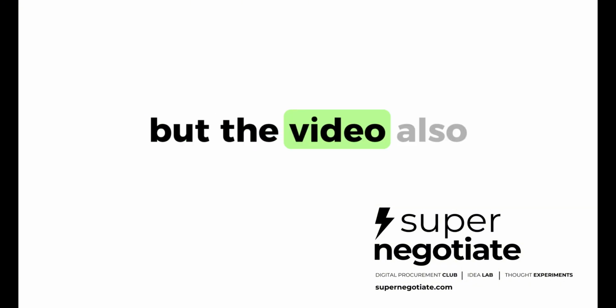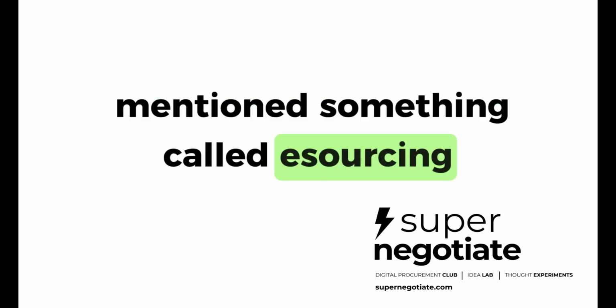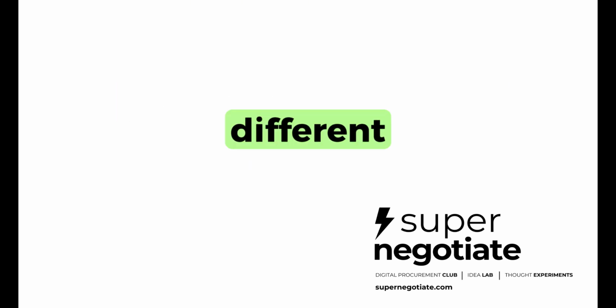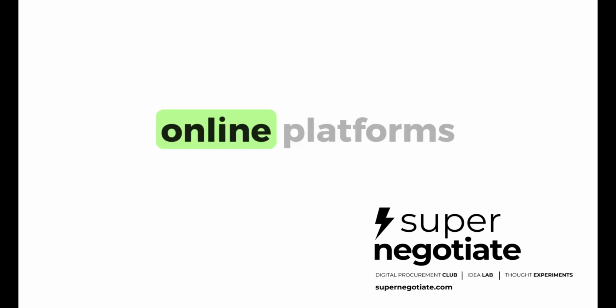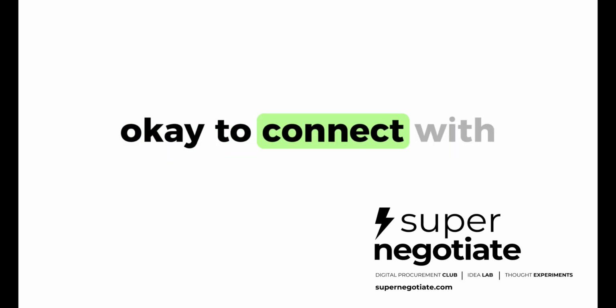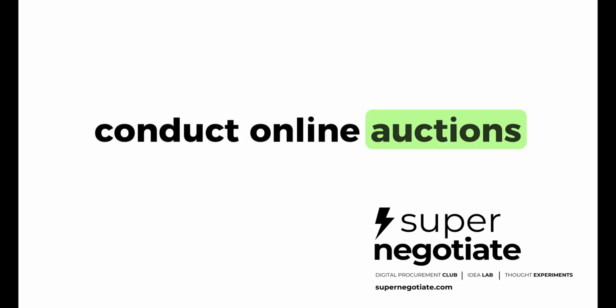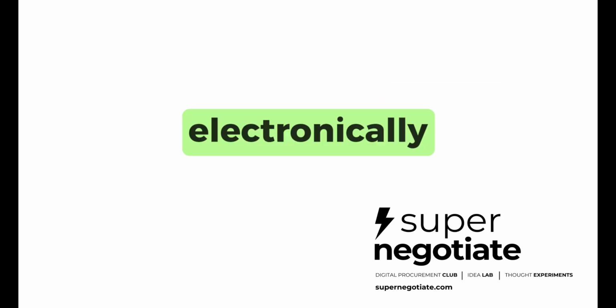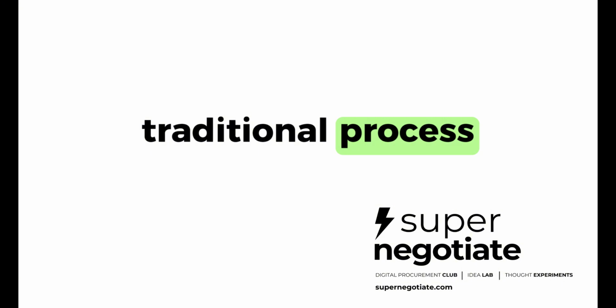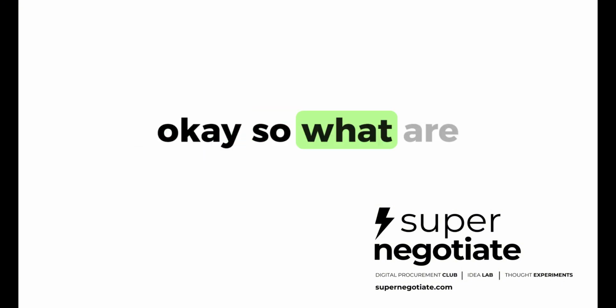But the video also mentioned something called e-sourcing. How is that different? E-sourcing is basically using online platforms to connect with more suppliers, conduct online auctions, manage these sourcing events electronically. So you're taking the traditional process and moving it online. You got it. Okay. So what are the benefits?